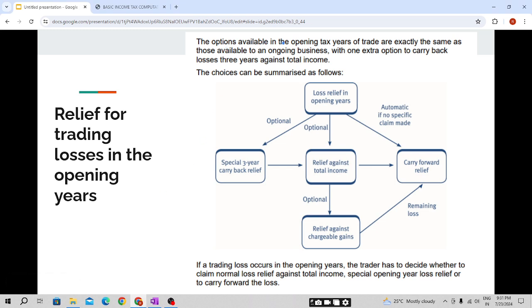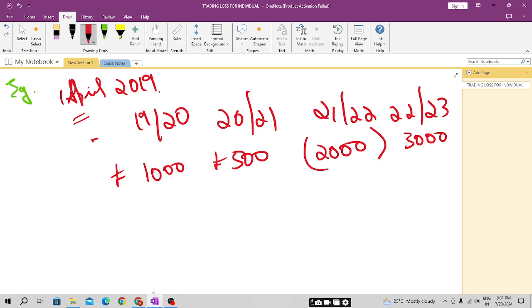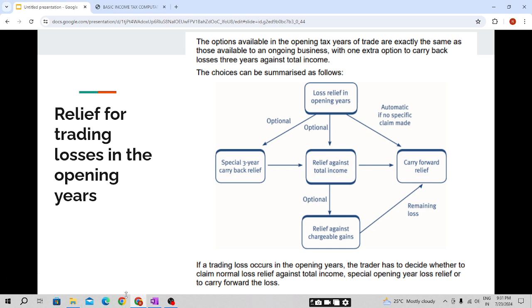The options available in opening tax years of a trade are exactly the same as those available to an ongoing business. This is an ongoing year: we started a business a long time ago and we have a loss. So whatever we have studied till here, the ongoing rules we will apply. But students, we have an extra benefit: one extra option to carry back losses 3 years against total income.